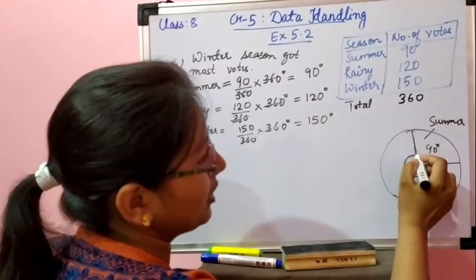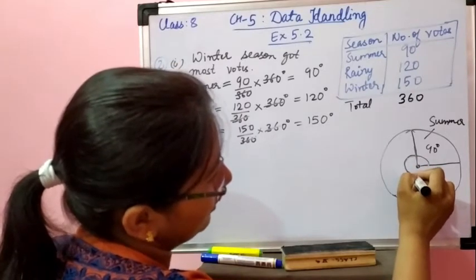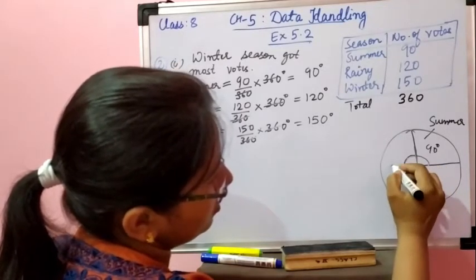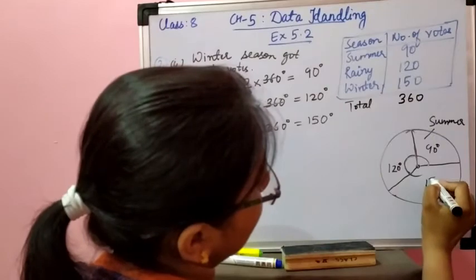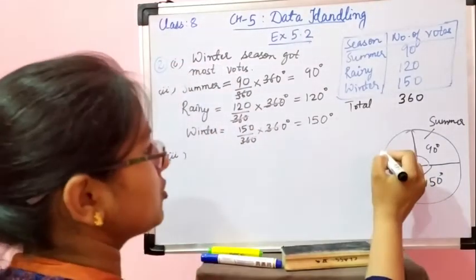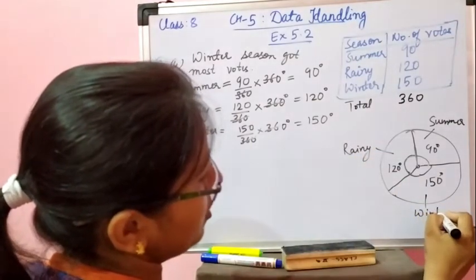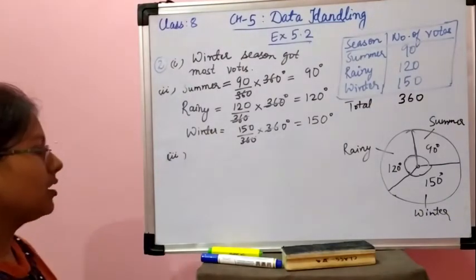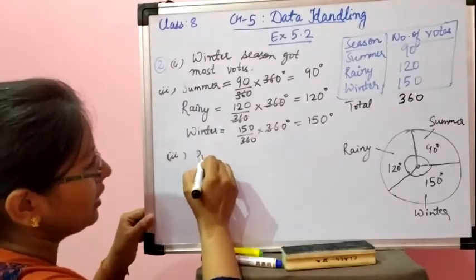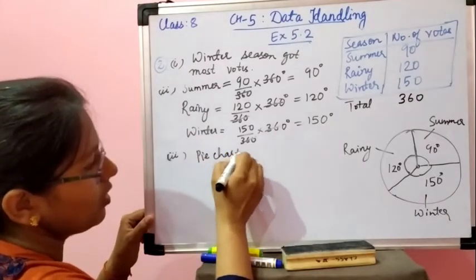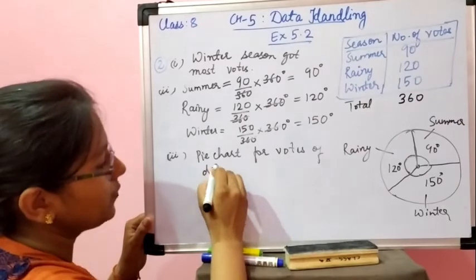Okay, and here will be 0, then 90, 0, 30, 60, 90 and somewhere here I will get 120 degrees. So this is 120 degrees, and the remaining will automatically be 150 degrees. So you can write summer, rainy and winter. So this is the pie chart for different seasons. You can write down the heading for this: pie chart for votes of different seasons.